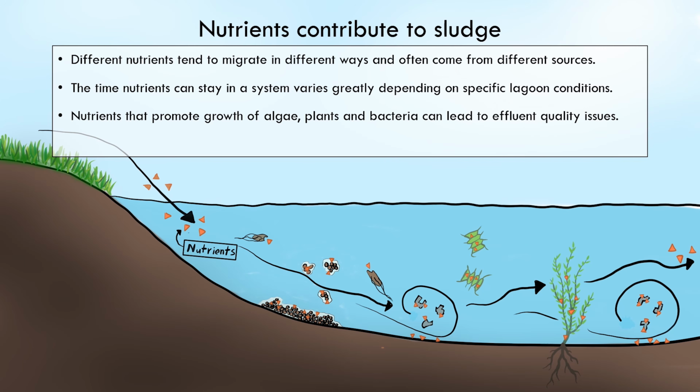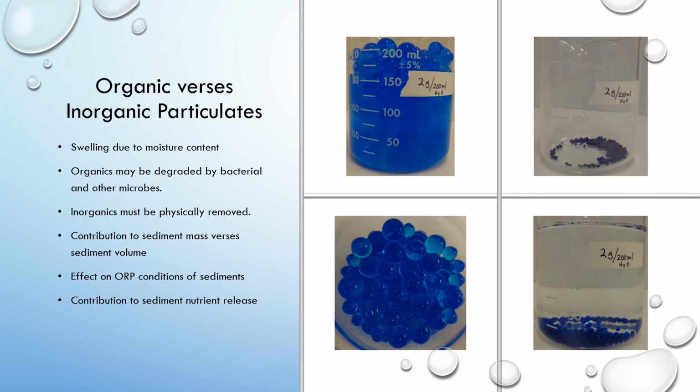In addition to nutrients released from sludge, different nutrients tend to migrate in different ways and often come into the lagoon from different sources. The time nutrients can stay in a system varies greatly depending on specific lagoon conditions. Nutrients that promote the growth of algae, plants, and bacteria can lead to effluent quality issues and sludge buildup in the lagoon. One thing of note, sludge often contains high levels of organic compounds. These compounds will swell more with water, while inorganic particles, such as sand, do not absorb water.